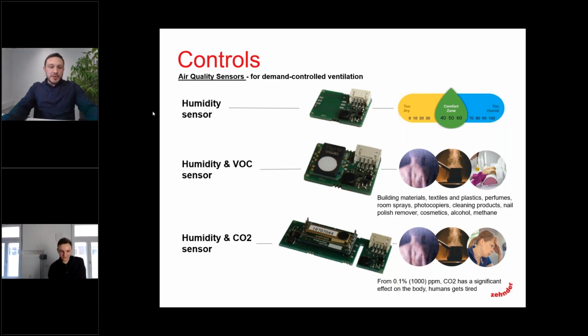Yes, so humidity sensor, but it can also be combined with humidity and VOC sensors. VOC is volatile organic compounds, such as from building materials, textiles and plastics, perfumes, room sprays, and cleaning products, polish, nail polish remover, something like that. Or you can combine the humidity and CO2 sensors, which then will help to provide a healthy indoor climate with CO2 at a very healthy level.